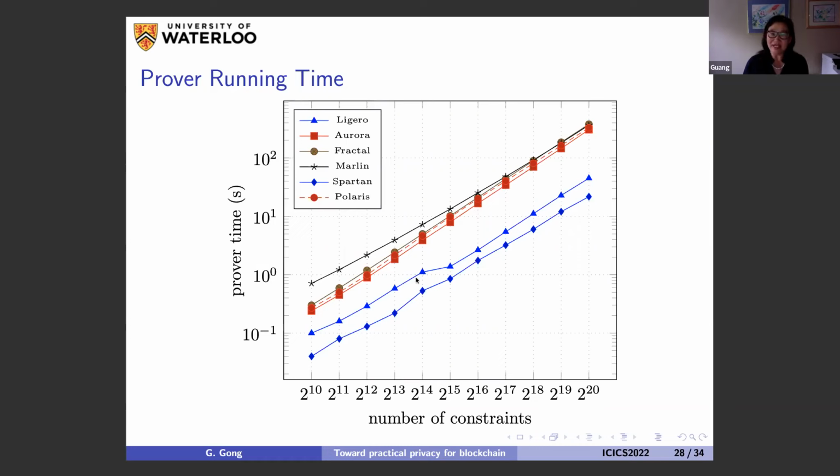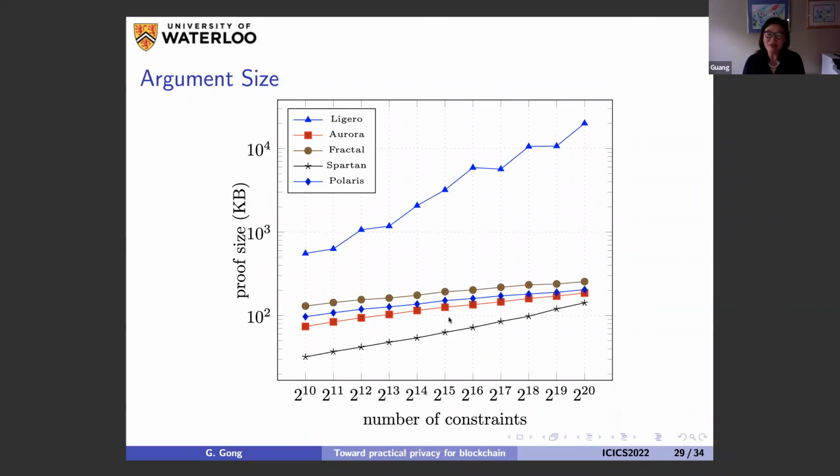And Ligero is good, and Spartan is also good. The reason is Spartan uses a multivariate polynomial representation, while in Aurora the time is square root of n, so Spartan gets better performance for the prover time. For the proof size, in Ligero the proof size is the square root of n. You see, all the other schemes are log n, so Spartan is the smallest. Okay, so that's the proof size.